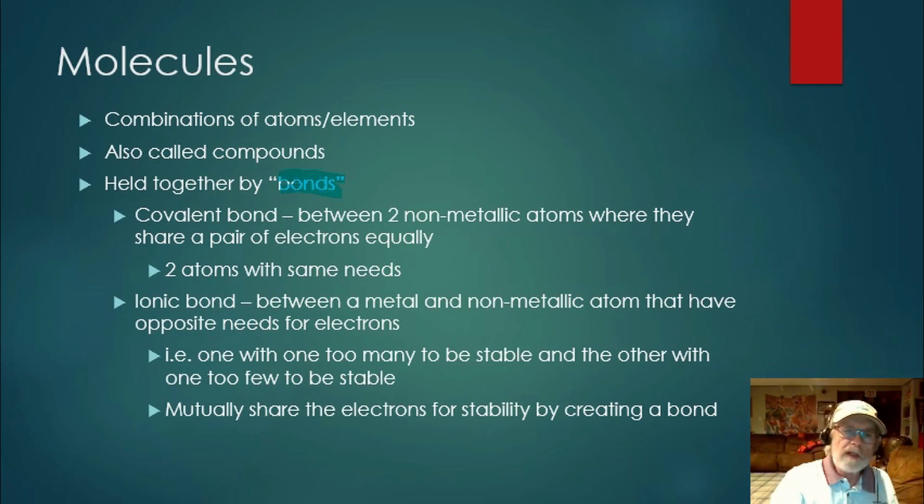One type of bond we get is called a covalent bond. A covalent bond is between what they call 2 non-metallic atoms. If you look at the periodic table, some are metals, some are not metals. It's between 2 non-metallic atoms where they share a pair of electrons equally. So what happens is the 2 atoms have the same needs. So this guy says, hey, you have those I could share that make me more stable. And he says, you know what, you're right, you have 2 that I could share that make me more stable. So basically they share these electrons equally.